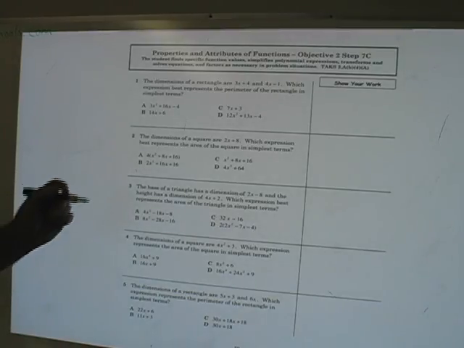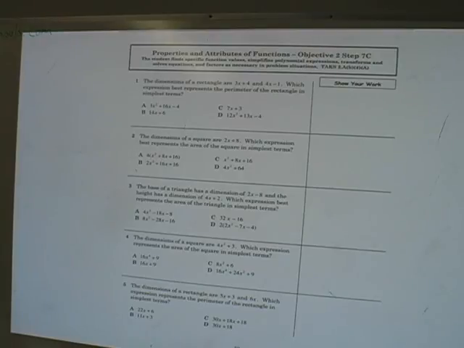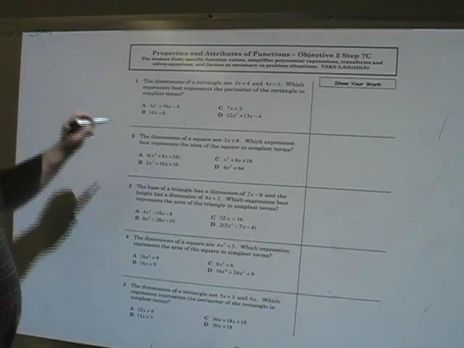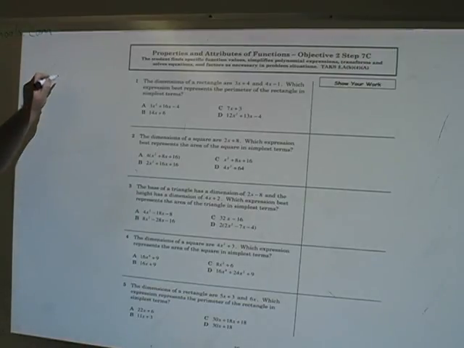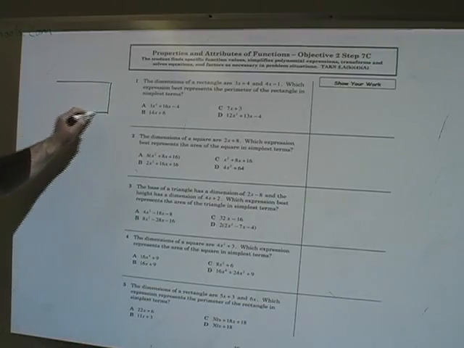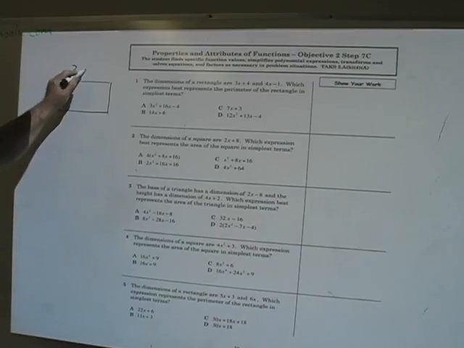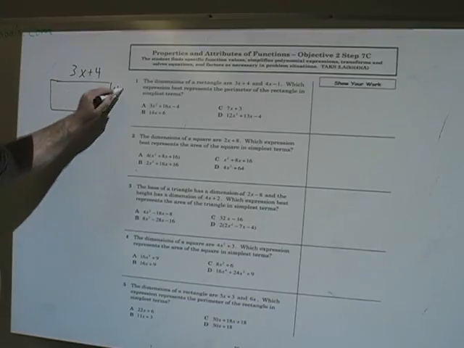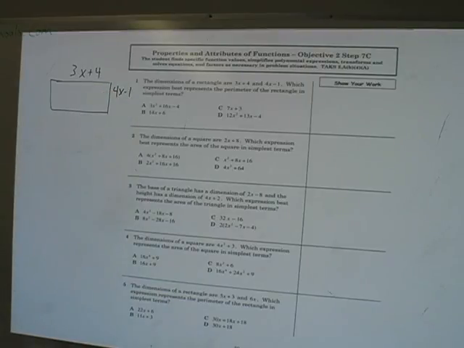Number 1. The dimensions of a rectangle are 3x plus 4 and 4x minus 1. It's always a good idea to draw these problems out when they describe something that you can see like this. I'm going to do it over here on the left. So we've got a rectangle. I'm going to call this 3x plus 4 and this 4x minus 1. Okay? It says, which expression best represents the perimeter of the rectangle in simplest terms?